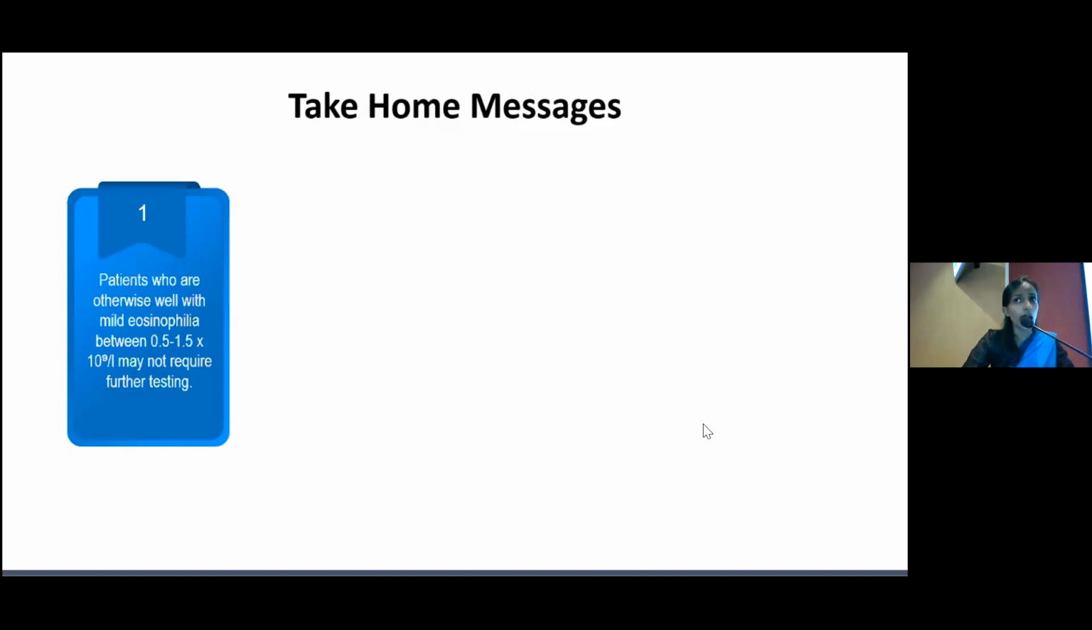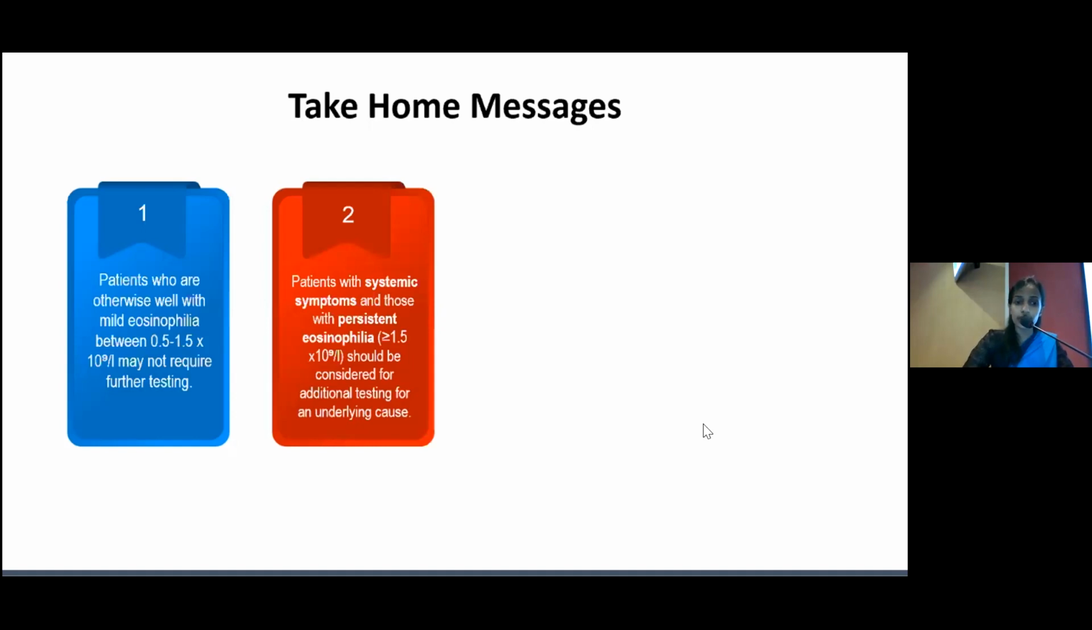further testing. However, it's very important to take a thorough history, to examine the patient, and to find an underlying secondary cause and to treat it then and there. Then patients with systemic symptoms or patients who are having persistently high eosinophilia, moderate to severe, a count above 1,500, should be considered for aggressive evaluation and treatment.